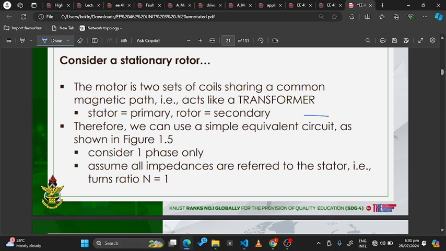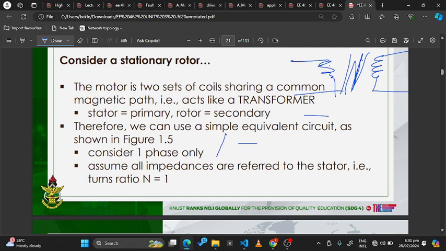So consider a stationary rotor. The rotor is two sets of coils sharing a common magnetic path, like a transformer, right? So in this case, the stator winding is going to be our primary. Just like a transformer, where the primary and the secondary are not electrically coupled, they are magnetically coupled, the same way the stator and the rotor are not electrically connected, they are connected magnetically. So you have the rotor circuit over here. Therefore, we can use a simple equivalent circuit as shown in figure 1.5.